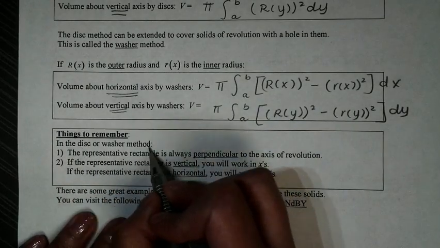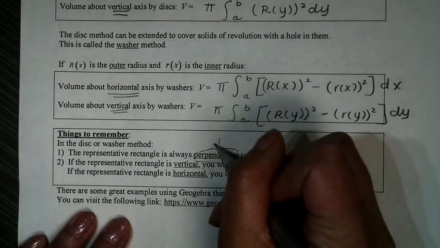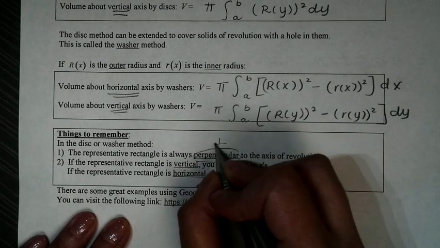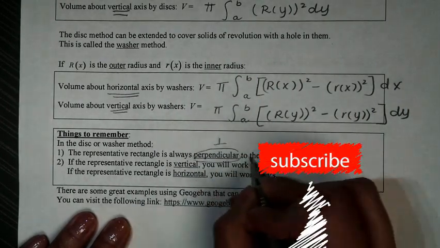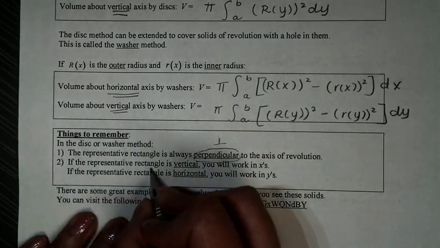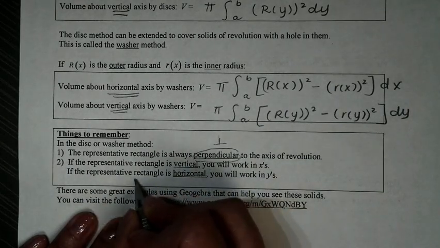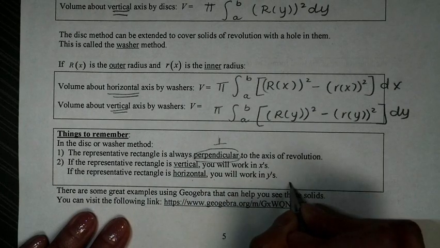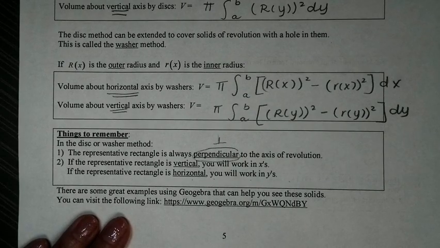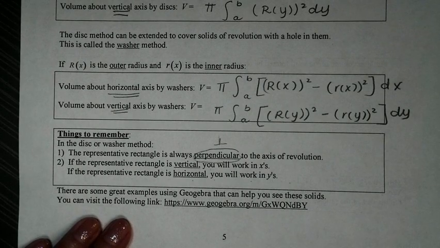In the disk or washer method, the representative rectangle is always perpendicular to the axis of revolution. So if your axis of revolution is the x-axis, it's going to be like this. If the axis of revolution is the y-axis, then it's going to be the opposite way. So if the representative rectangle is vertical, you will work with x's. If the representative rectangle is horizontal, you are going to work with y's. I will call it that. There are some great examples using GeoGebra that can help you to visualize this situation. I'm sharing that with you in Schoology.